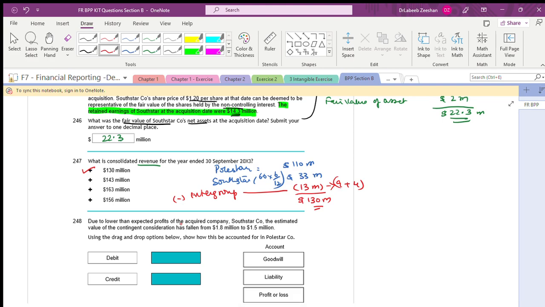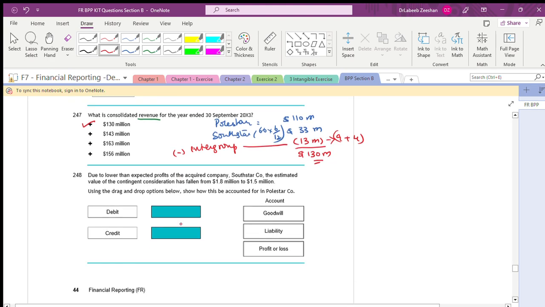Due to lower than expected profits of the acquired company, South Star, the estimated value of the contingent consideration fell from 1.8 to 1.5. See what happened? The contingent liability. If the liability decreases, what do we have to do? Which account has to be debited or credited?